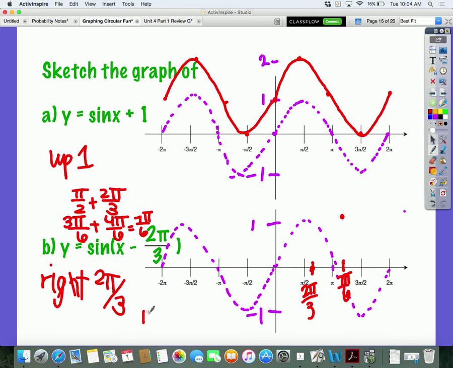Okay? Then pi plus 2 pi over 3. Common denominator would be 3. So 5 pi over 3 would be the next one. Is everybody following along here? All we're doing is adding 2 pi over 3 to all of our original x values. That's how we're getting these red numbers. Okay? The next one is 3 pi over 2 plus 2 pi over 3.